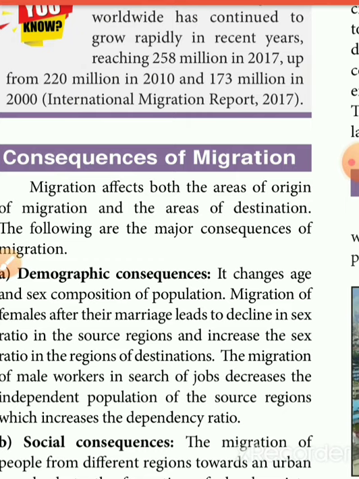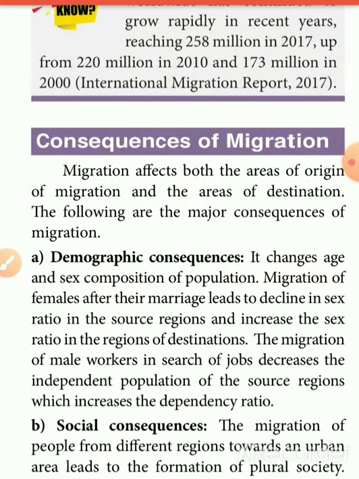First, migration affects both the areas of origin and the areas of destination. Those are the two things affected by migration. The areas of origin of migration means where the people are living; this is also called the origin of migration. The next one, areas of destination, means where the people are moving. So how the consequences of migration happen, we discuss one by one.